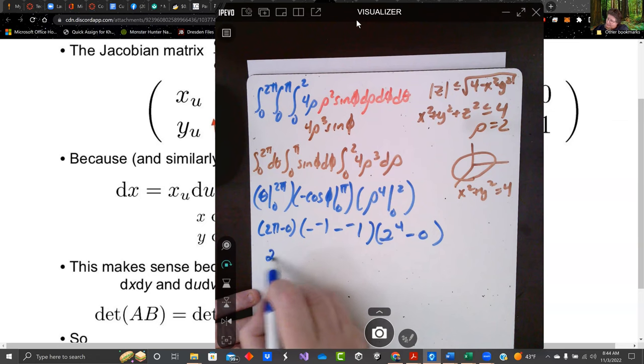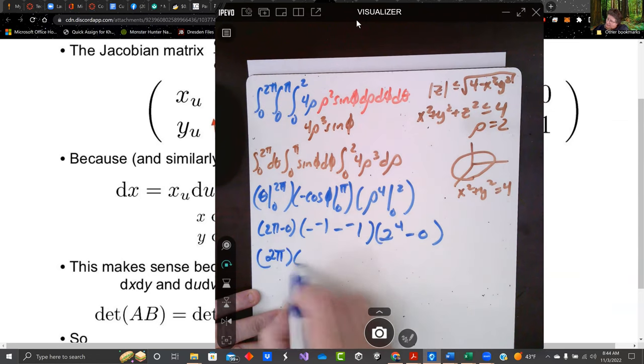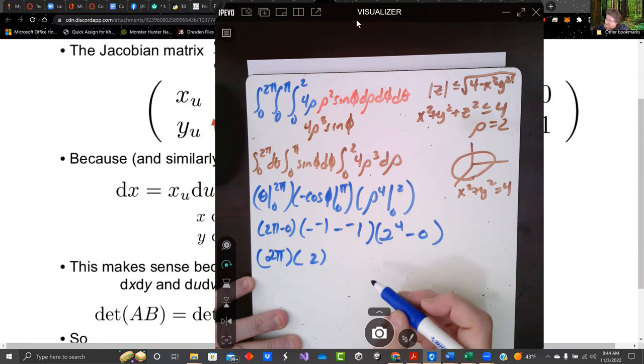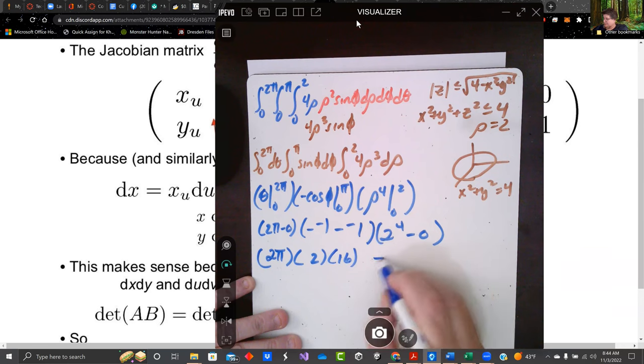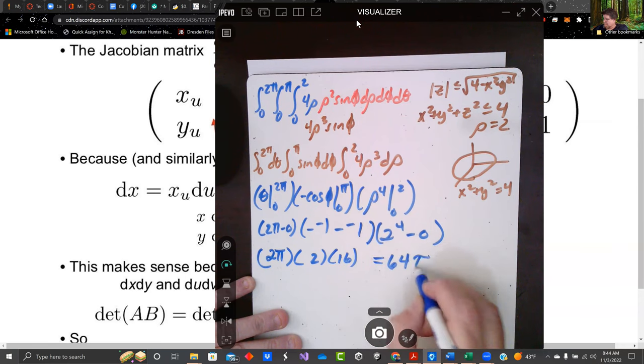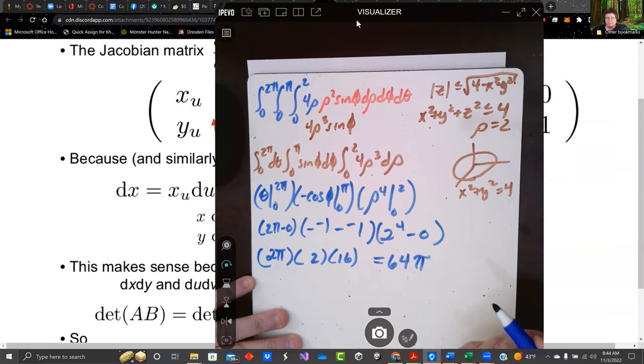So 2 pi times 2 times 16. Is this 64 pi? 64 pi. Nobody got the 0 to 2 pi. That's just a circle.